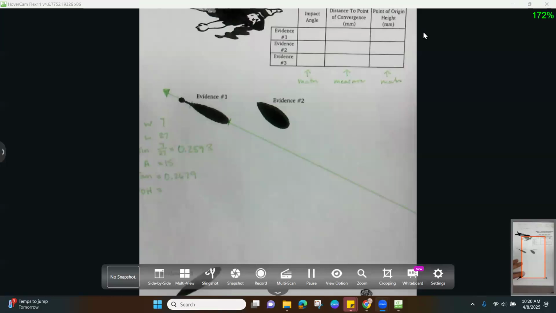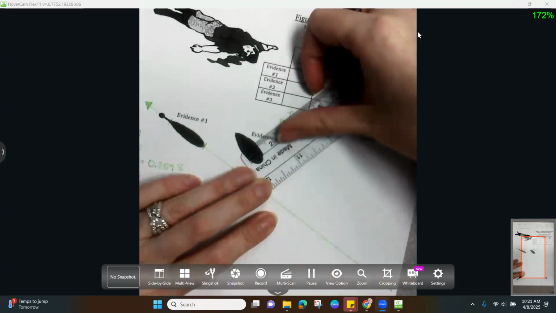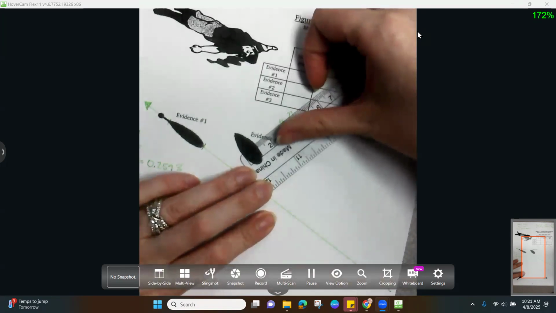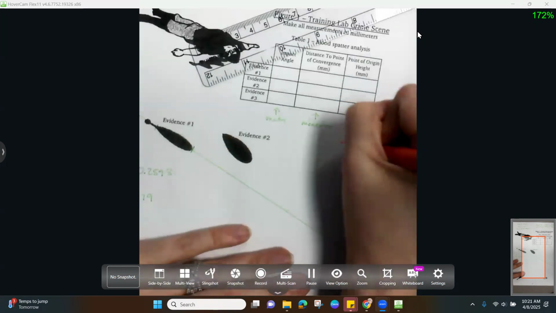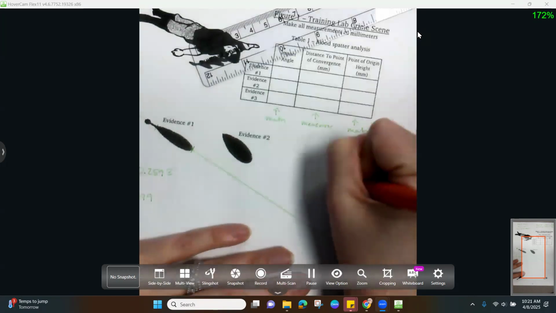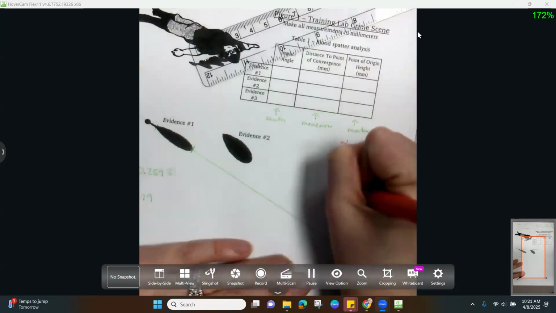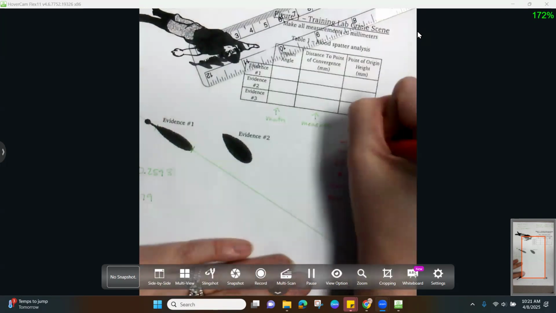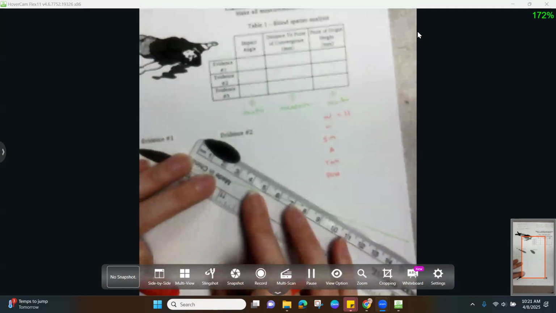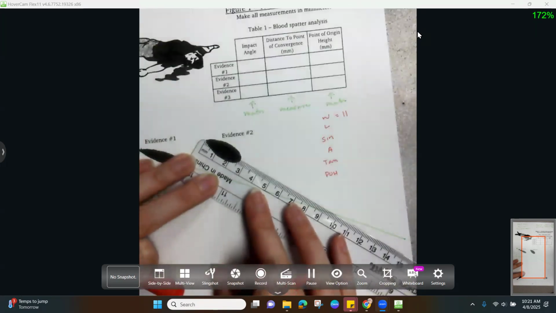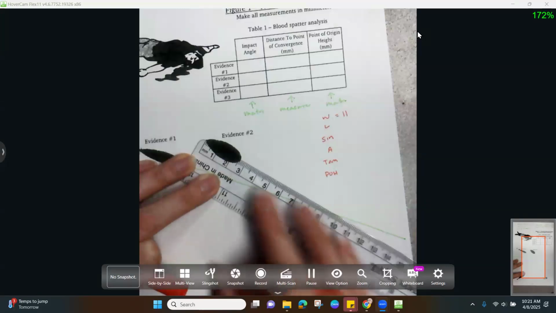Okay, so then for your second dot, you do the same thing. So we're going to do the width of the blood drop. So we're at 1011. Width is 11. Length is 26.